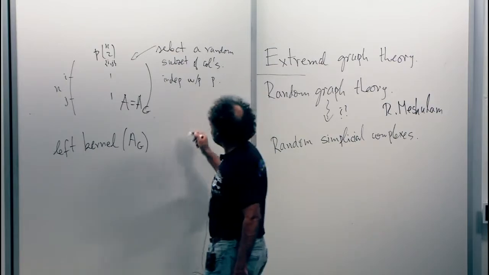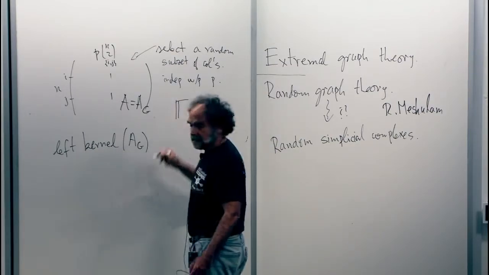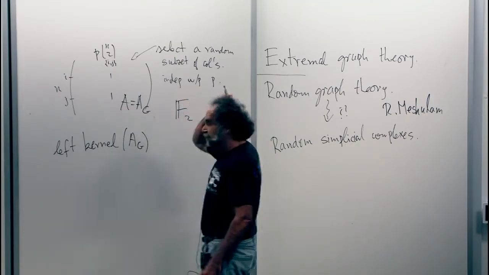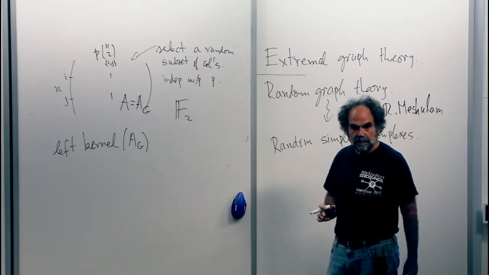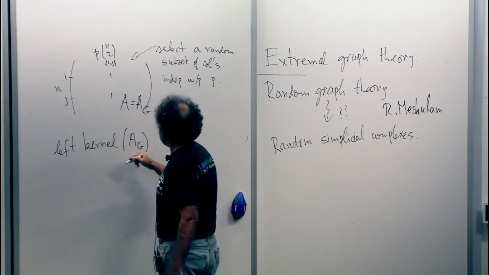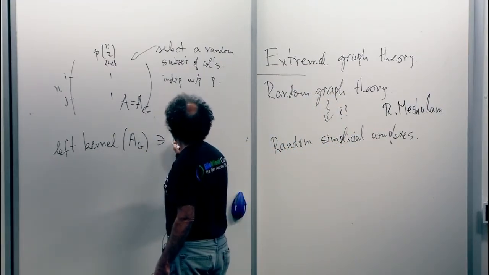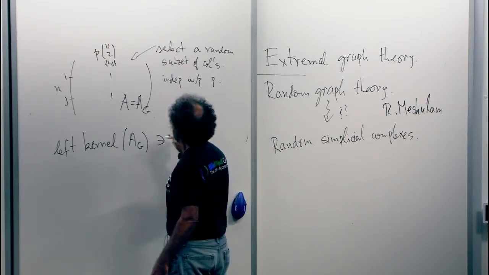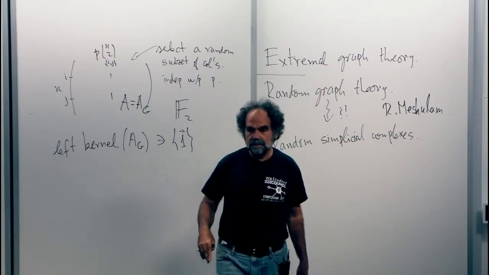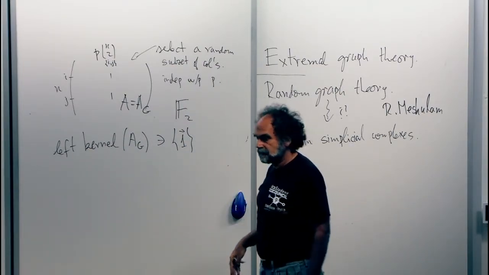First of all, and this is coming in a second to your question, Ben, I'm doing all my linear algebra over the field with two elements. So the left kernel of A of G certainly contains the all-ones vector. Why? Over GF2, every column has two ones, and that sums to 0.